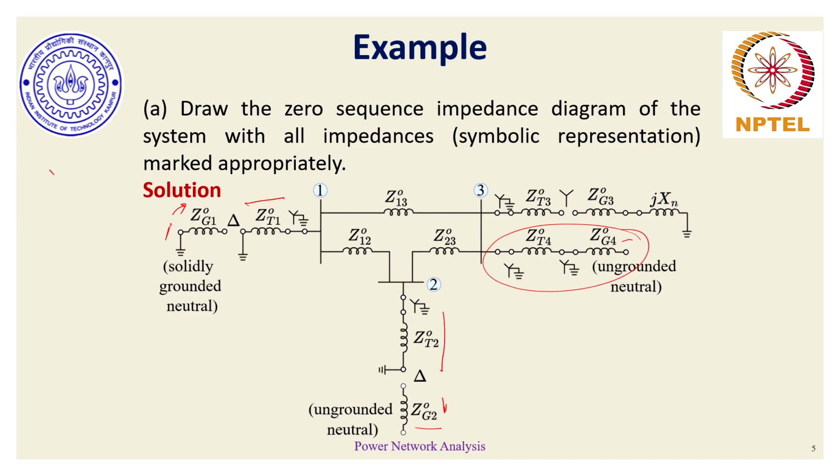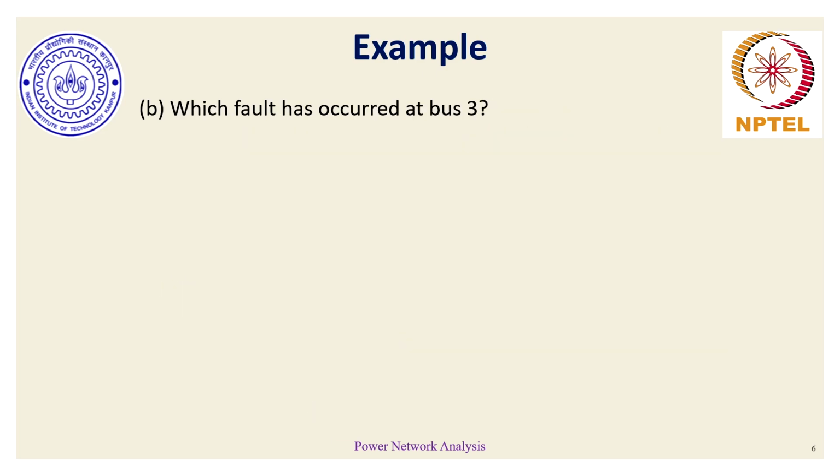Only for generator 3, there is a solid path from bus 3 to the ground for the zero sequence current to flow either inward or outward. And for transmission lines, their corresponding reactances are present as usual. We don't know what these Z values are, but it's just a symbolic representation. I hope this discussion is clear. The next bit is which fault has occurred at bus 3, because it was already given that the fault has occurred at bus 3. Now we have to identify what that particular fault is.